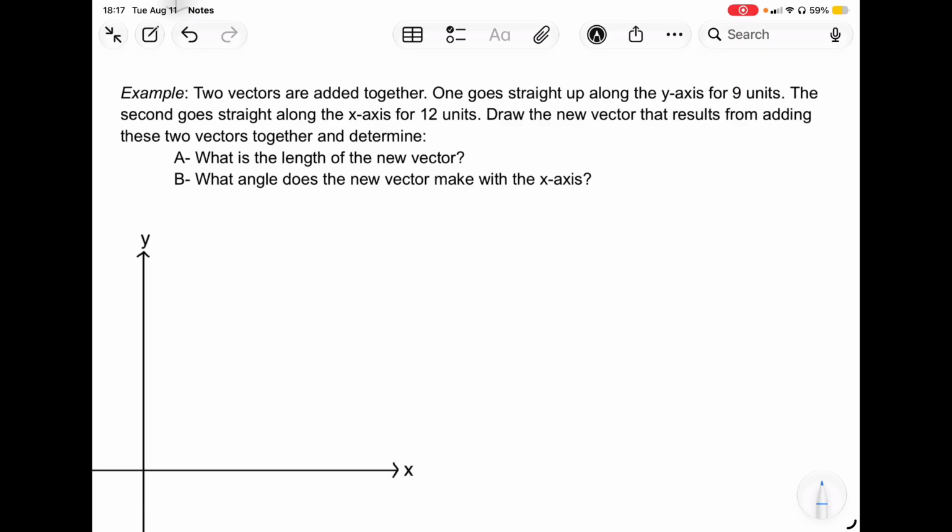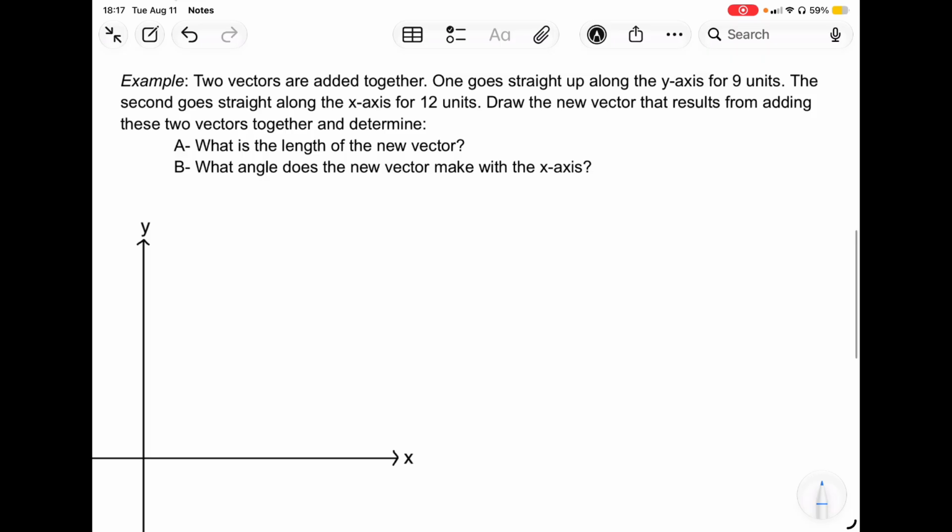okay, now that I added a little coordinate plane in here, now we can play around with our vectors. So we're going to throw two vectors on here. There's one that goes straight up along the y-axis. We're going to say that the origin is the point where we started. Then we want to figure out where we're going to end. So one of our vectors goes straight up along the y-axis for 9 units. So let's say 1, 2, 3, 4, 5, 6, 7, 8, 9. So I'm going to make a vector that goes straight up along our y-axis for 9 units.